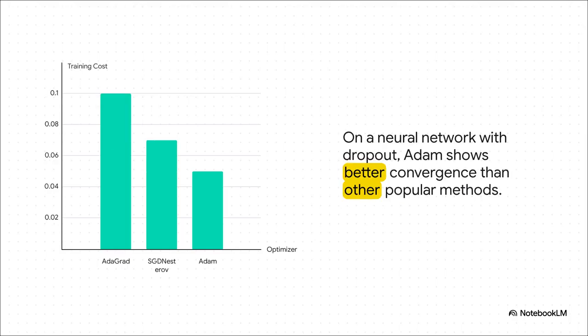But where Adam really started to pull away was on the more complex, messy problems. Look at this. The difference is even more obvious. You see that Adam bar on the far right? It's the lowest by a good margin. It achieved a lower error, meaning it learned better. It just seems to handle the chaos of deep learning more effectively.